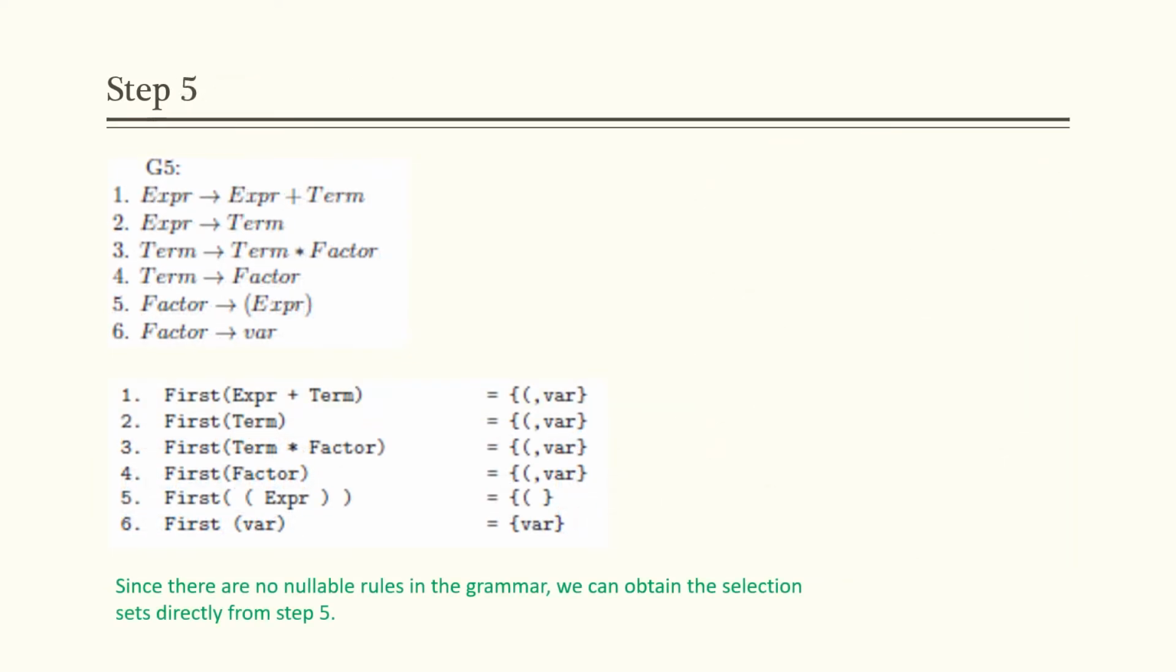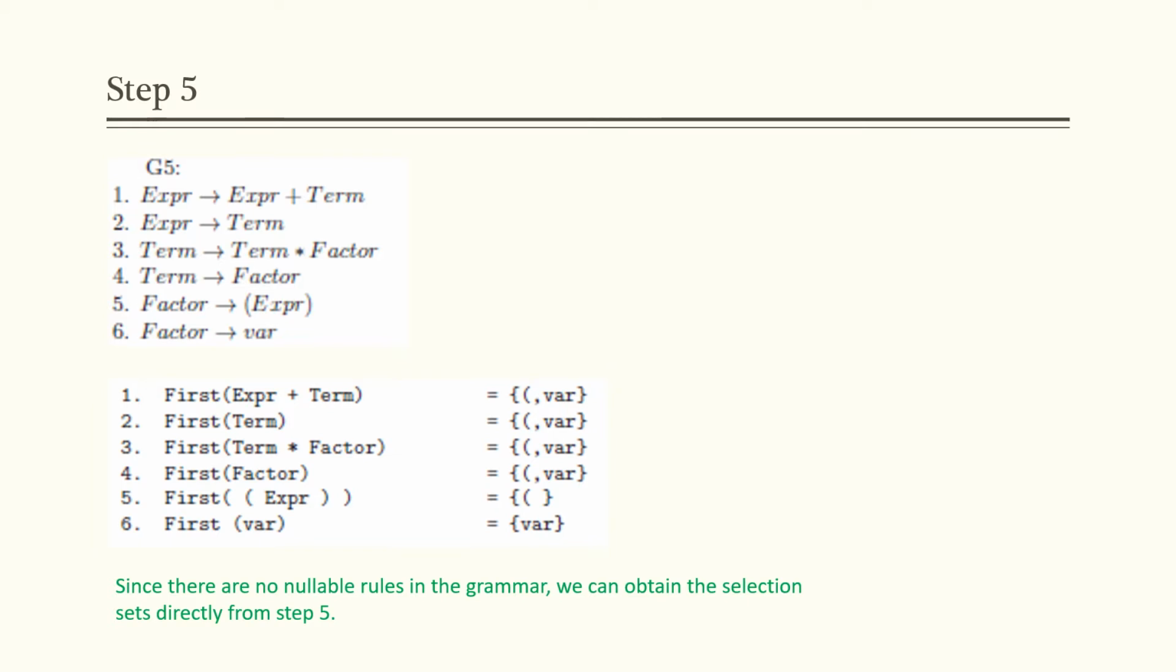Okay, moving forward to step number 5. So we use the result that we get from step number 4, but this time we want to find the first for each of the rules we have here. For example, the first rule in this example is the expressions.